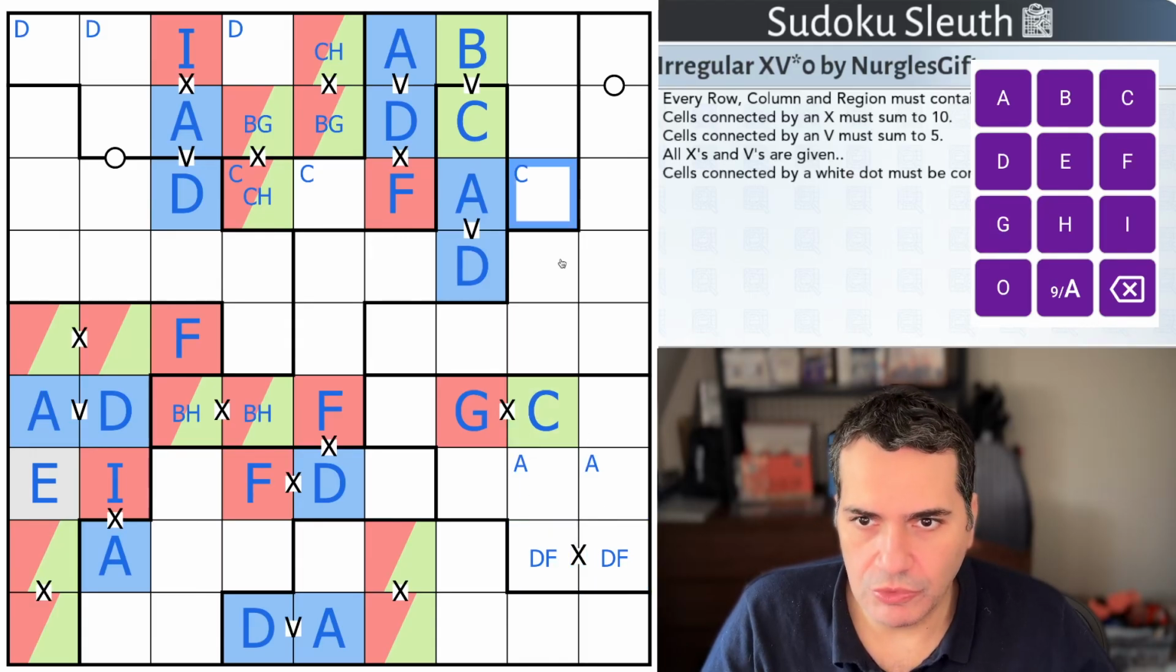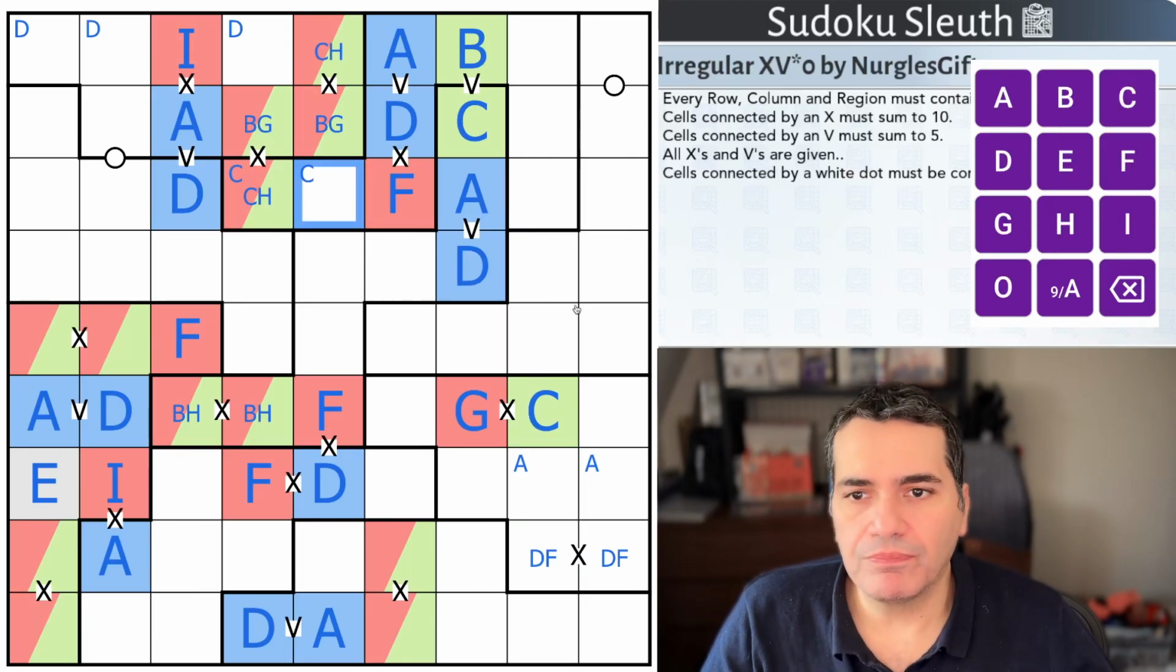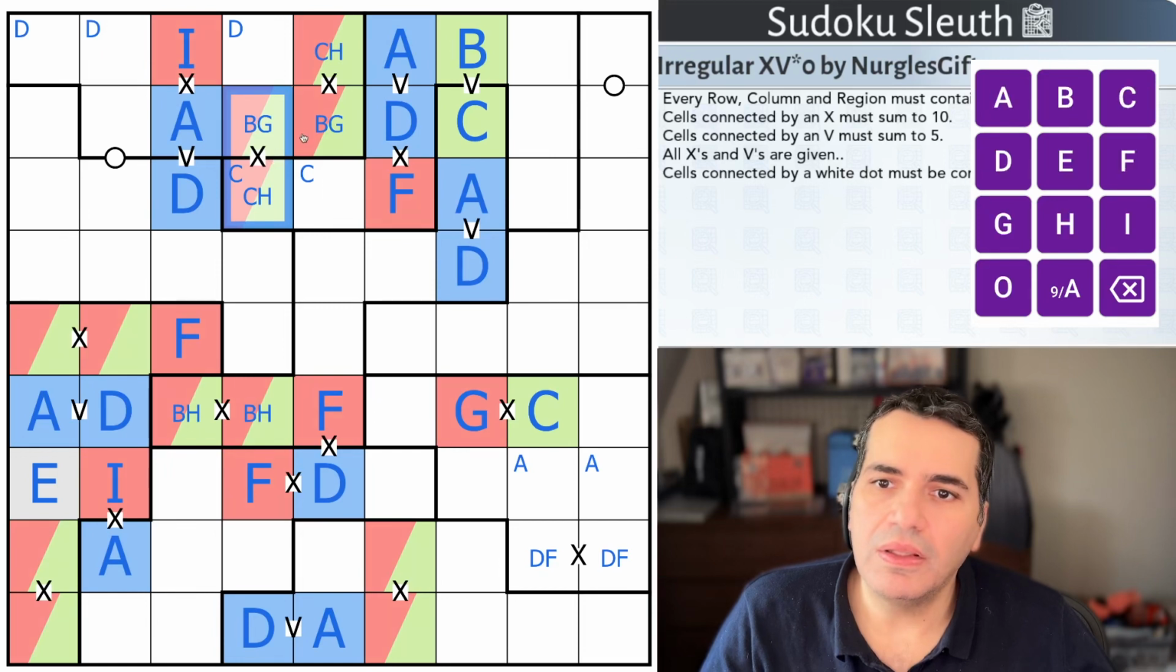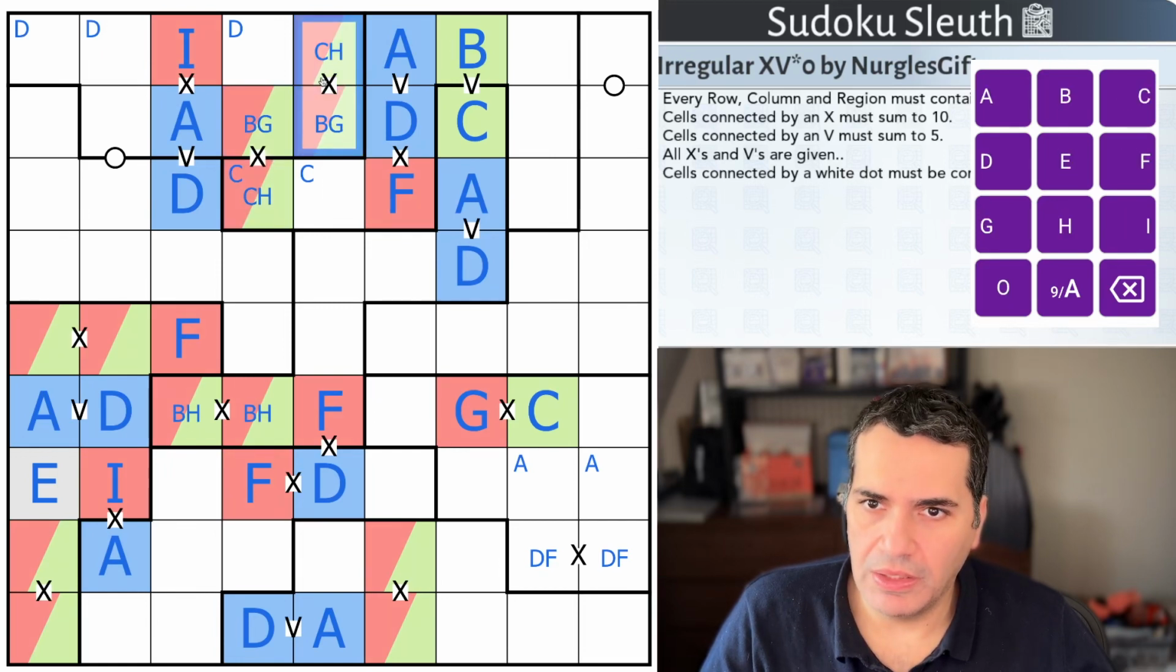This C, remove this C. This C won't work. Yes, this C won't work. If this is C, this is G. And therefore this would be B and H.